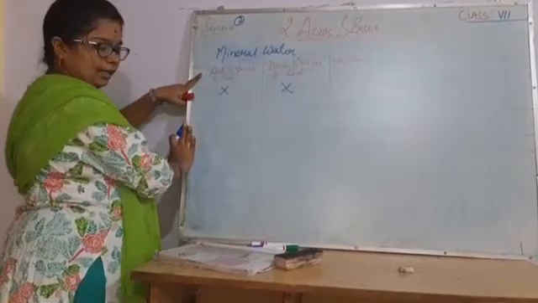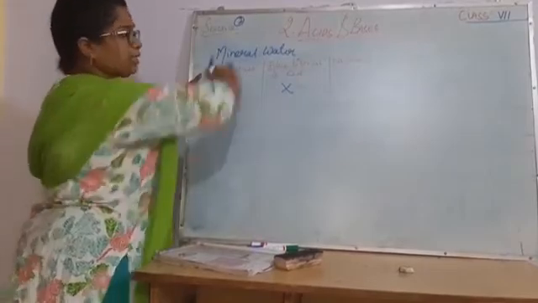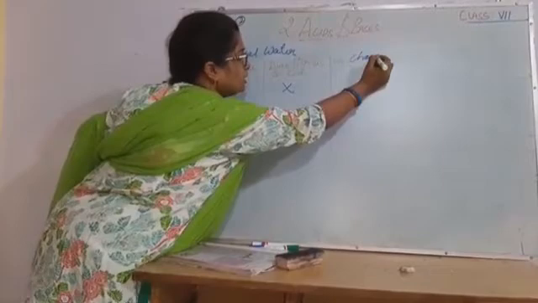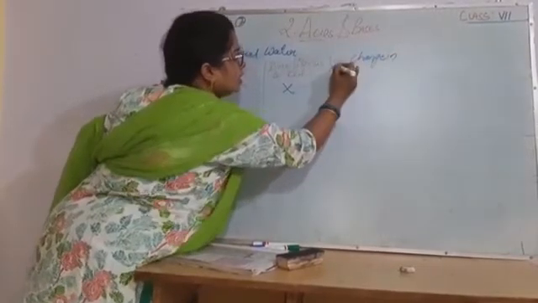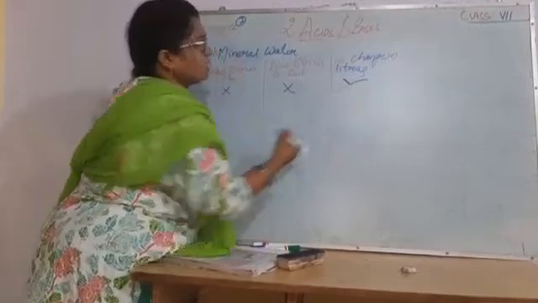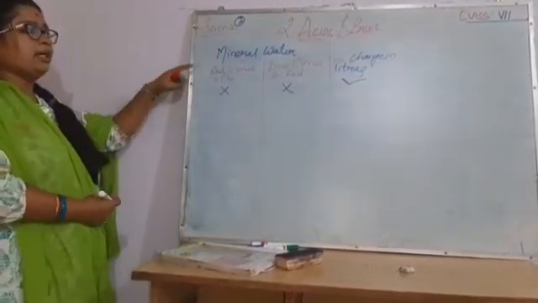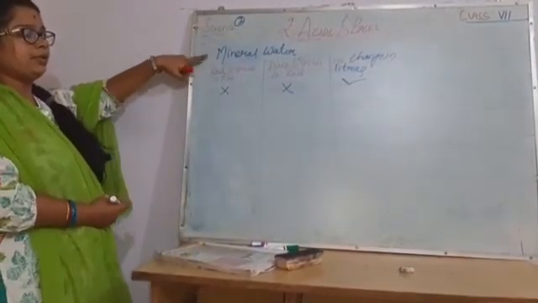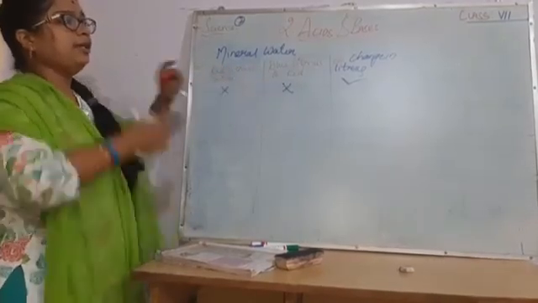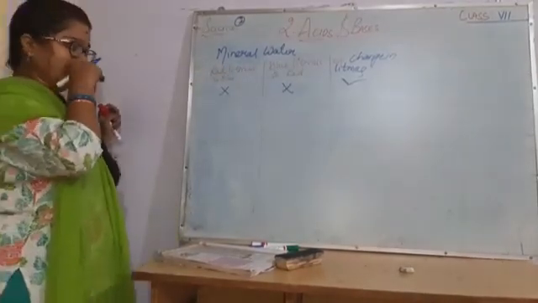So, next one is no change in litmus. There will be no change in litmus. If you put red litmus paper, it does not turn into blue. If you put blue litmus paper, it does not turn into red. And there will be no change in the litmus paper.